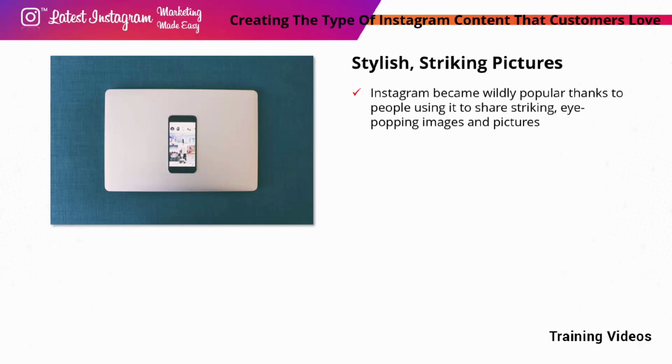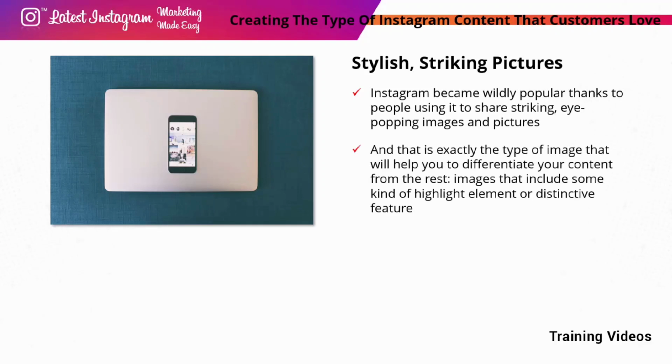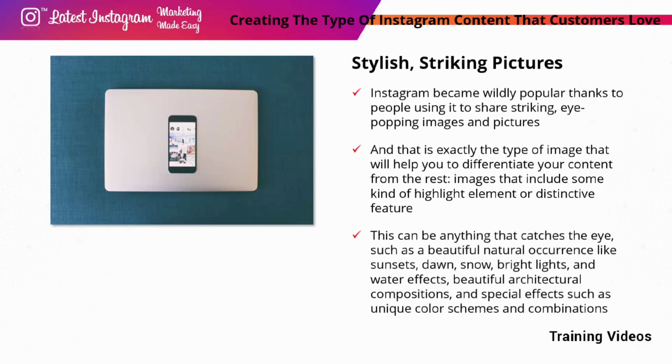Instagram became wildly popular thanks to people using it to share striking, eye-popping images and pictures. And that is exactly the type of image that will help you to differentiate your content from the rest. Images that include some kind of highlight element or distinctive feature. This can be anything that catches the eye, such as a beautiful natural occurrence like sunsets, dawn, snow, bright lights and water effects, beautiful architectural compositions, and special effects such as unique color schemes and combinations.